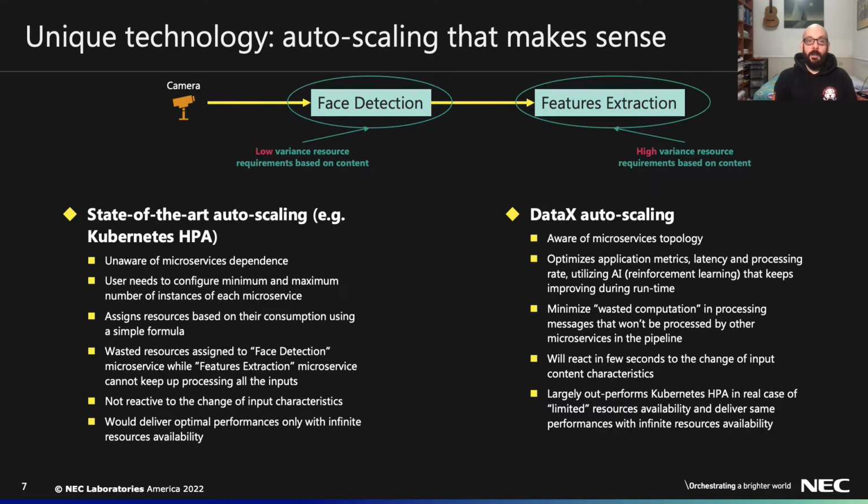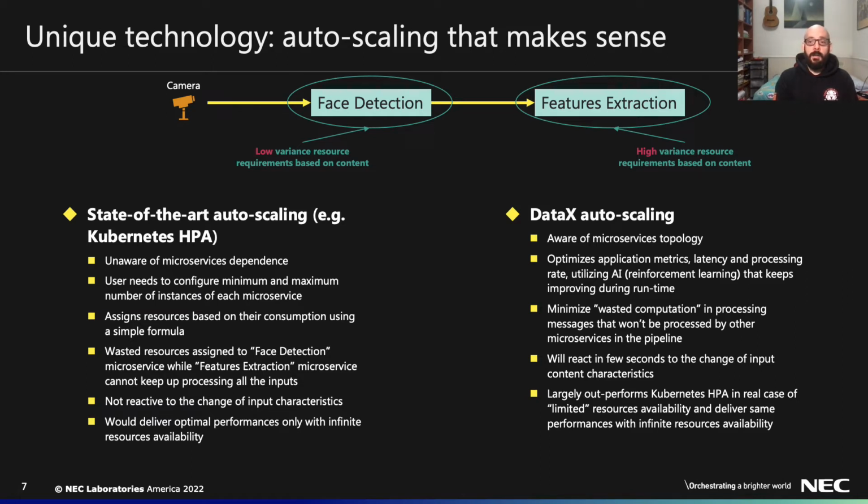One of the unique technologies contained in DataXe is the so-called autoscaling that makes sense. The picture shows an example of a very common pipeline, which is face detection followed by feature extraction. The first microservice in the pipeline has a low variance of resource requirements based on the content, while the second microservice has a very high variance of resource requirements based on the video content.